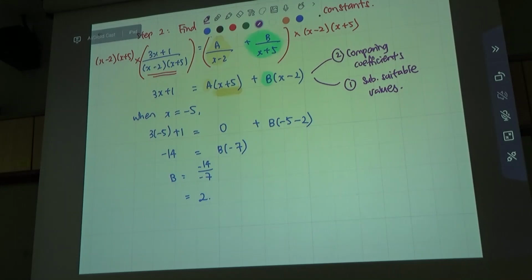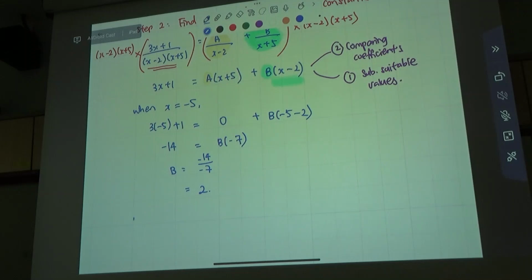Now that I found the value of b already, I will find the value of a. Remember, to find the value of b, I made x plus 5 together with a 0. Now, I do a different approach. I try to make x minus 2 zero so that I can ignore b entirely. I don't need to consider b in my calculations. So what should I choose for my x? 2, right?